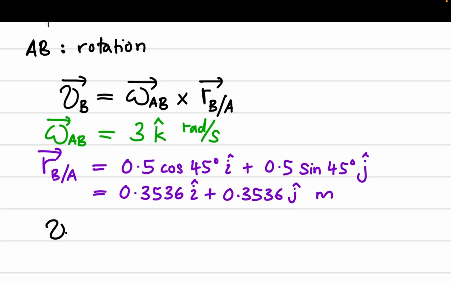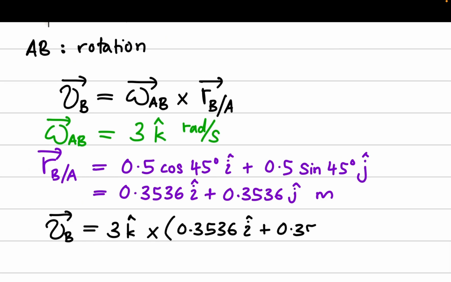VB, to get the value of VB. So we write down the equation again. VB is equal to omega AB, which is now 3K, cross product, RB/A, we put it in bracket, 0.3536I plus 0.3536J. Okay, so to solve this, as we have learned before, the first one is to multiply the value.